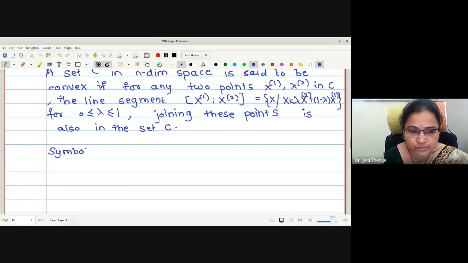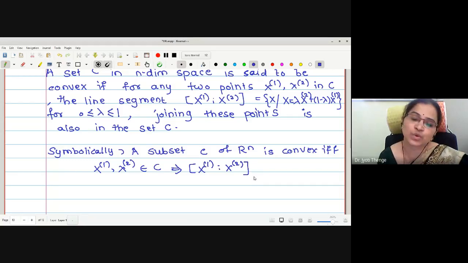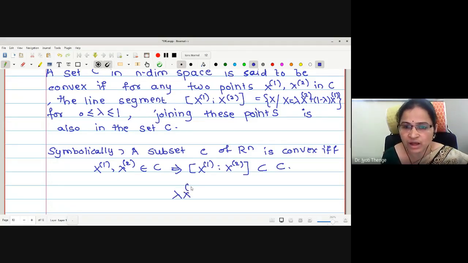Symbolically, one can write: a subset C of Rn is convex if and only if for x1, x2 belonging to C, the line segment joining x1 to x2, written in square brackets with a colon, must be contained in C. Or here one can write lambda x2 plus (1 minus lambda) x1 is contained in C.